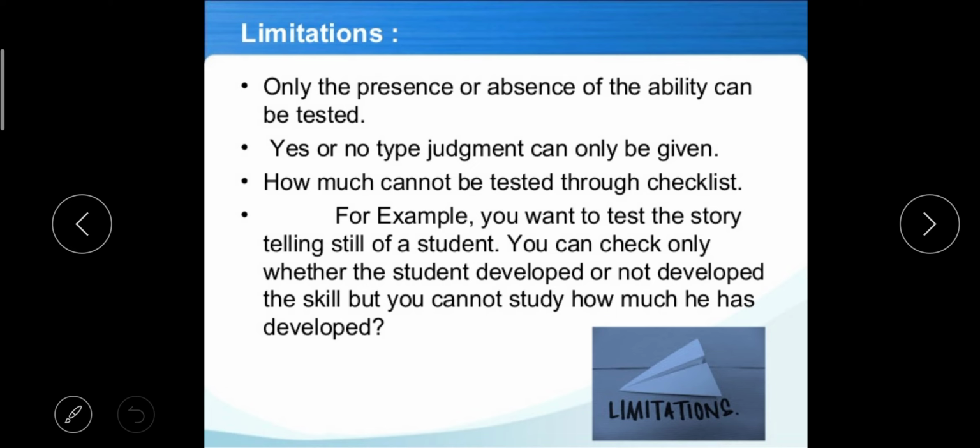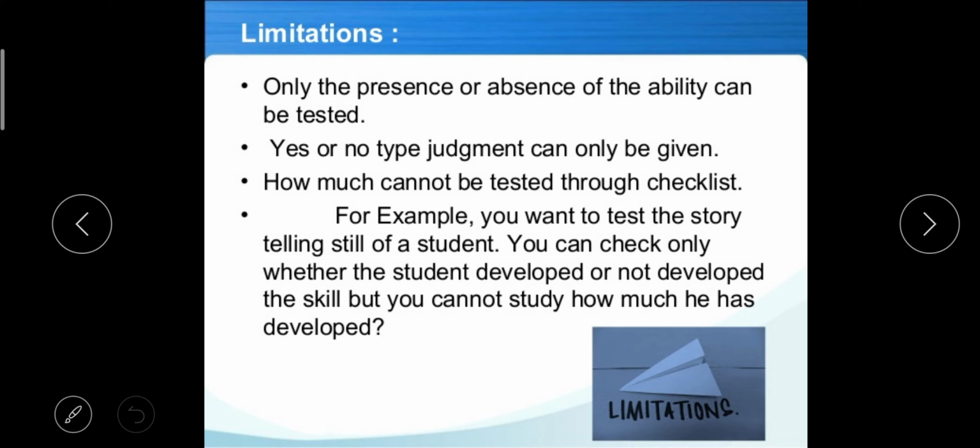Only a yes or no type of judgment can be given. How much cannot be tested through the checklist. For example, if you want to test the storytelling skill of a student, you can check only whether the student developed or did not develop the skill, but you cannot study how much he has developed. So this is about the checklist.